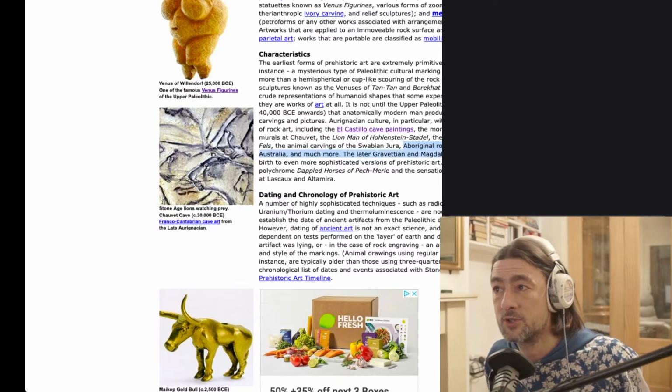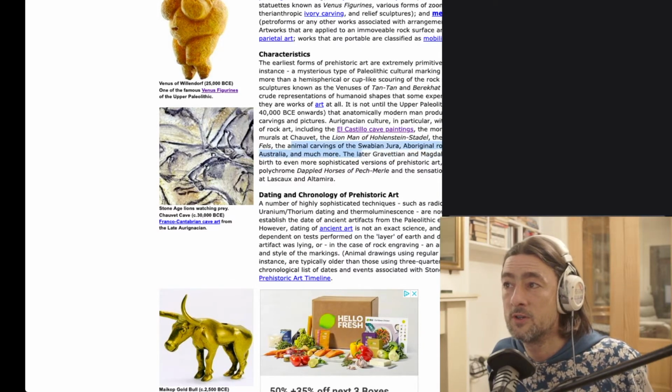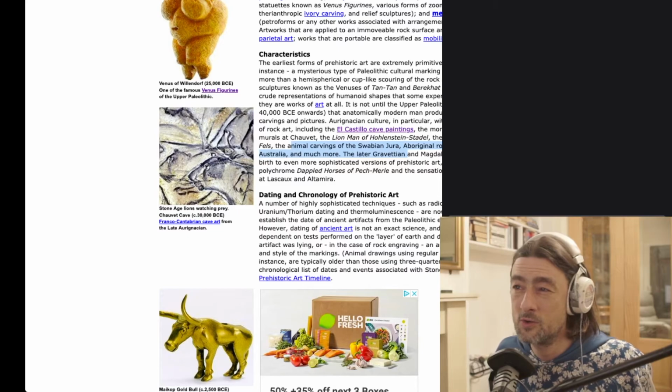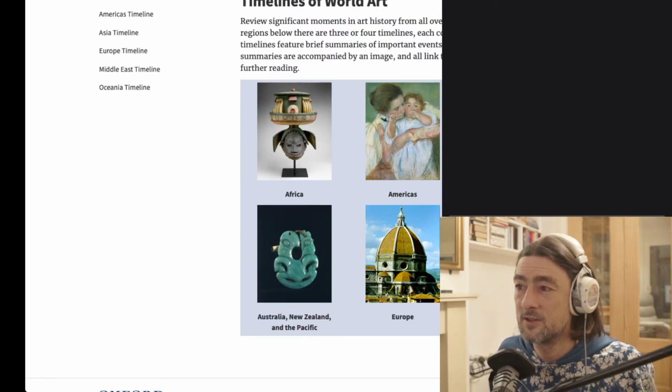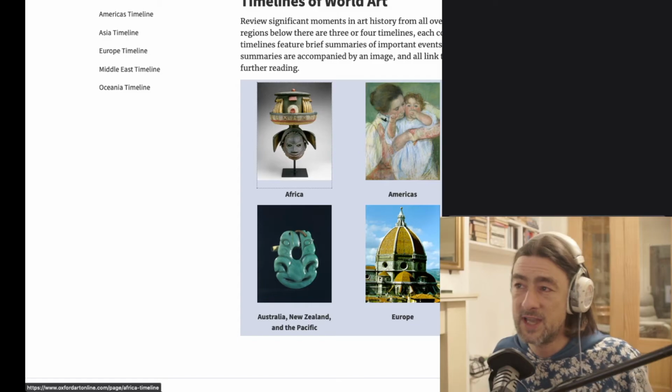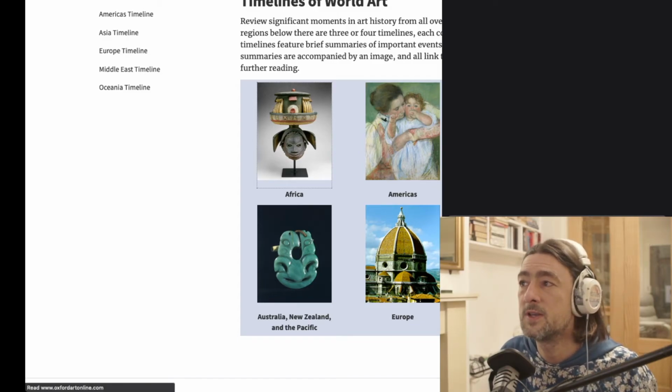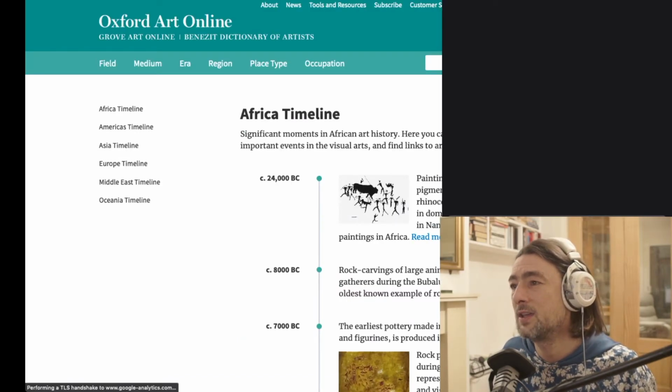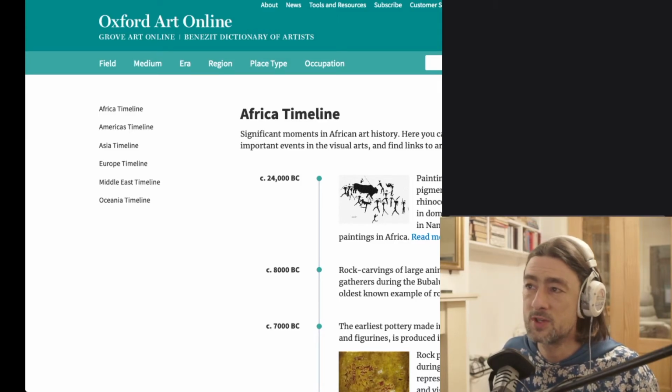Aboriginal rock art from Australia, and much more. Animal carvings. It goes on all over the world, and this is where these timelines of different arts will come in later, won't they? I said we'd look at these, so in the last 10 minutes, let's have a quick look at these, because it began in Africa, but it did go way back in Australia and other places as well, didn't it? So we're just interested in the top one here.